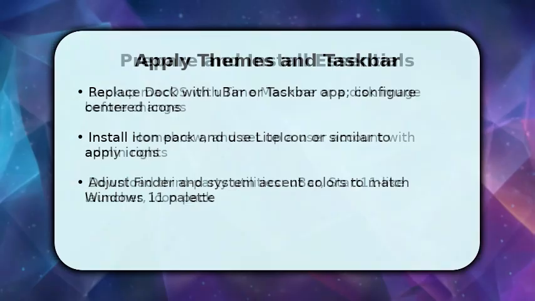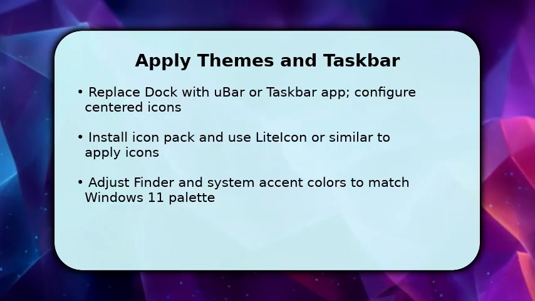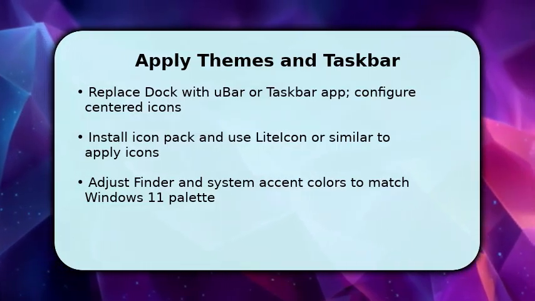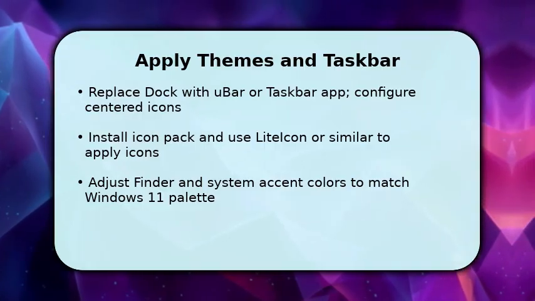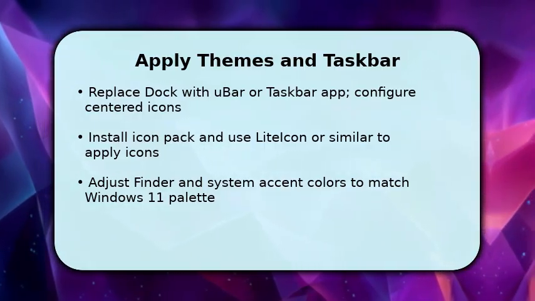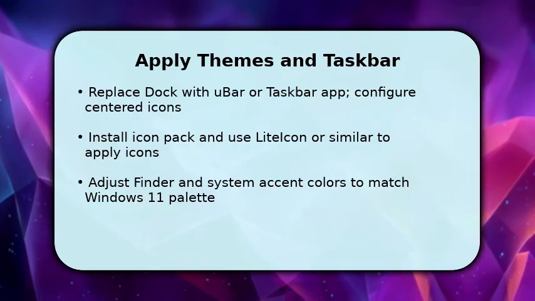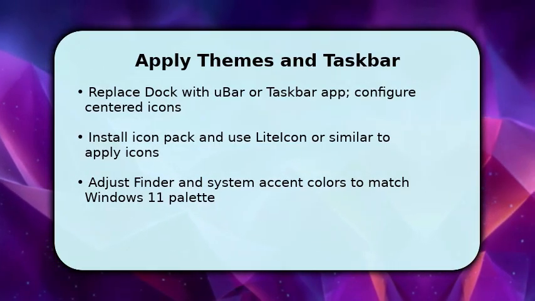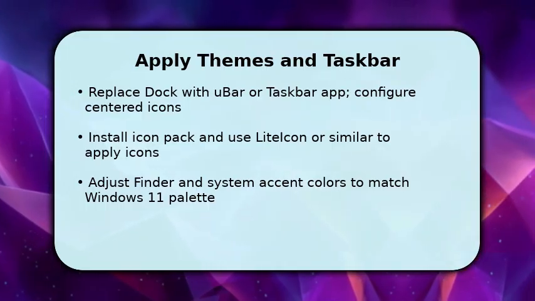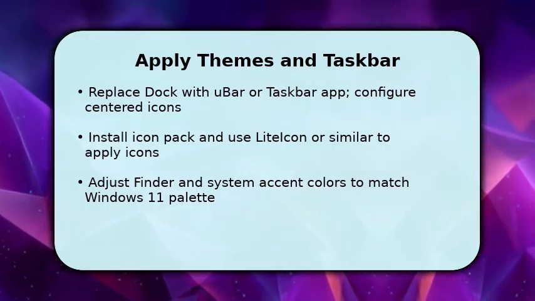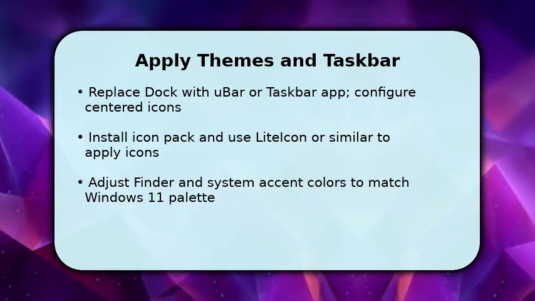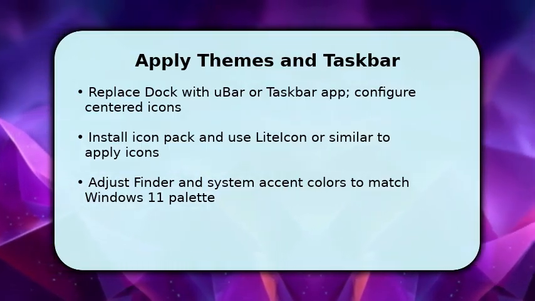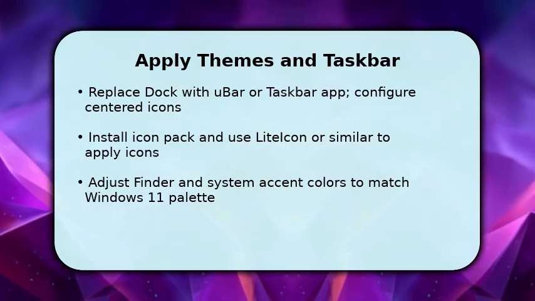Now you apply the core visual changes. First, disable the native dock auto-hide or move it, then install and configure uBar, or equivalent, to mimic Windows 11 taskbar behavior and center app icons. Next, use an icon tool to swap system and app icons with the downloaded Windows pack, and restart Finder to see changes. Finally, change accent and highlight colors in system settings to the Windows 11 palette. This unifies the look and makes menus and buttons consistent.